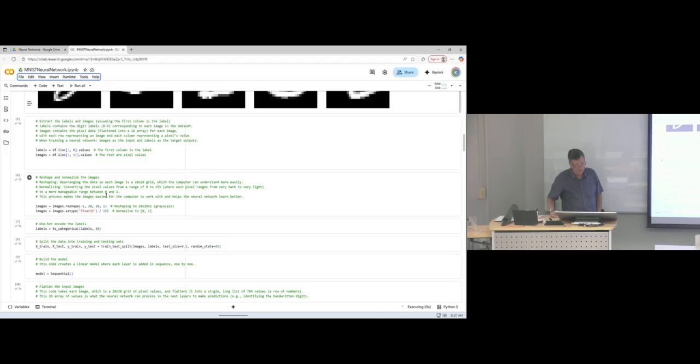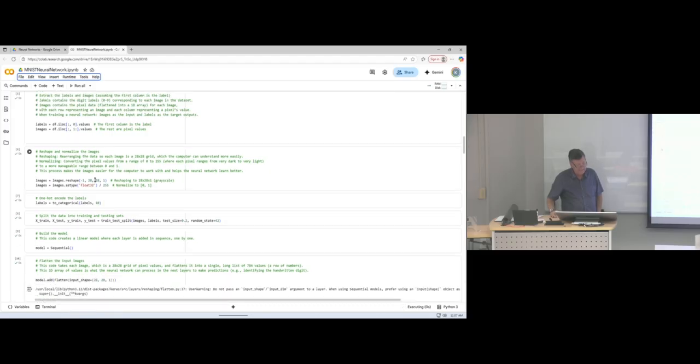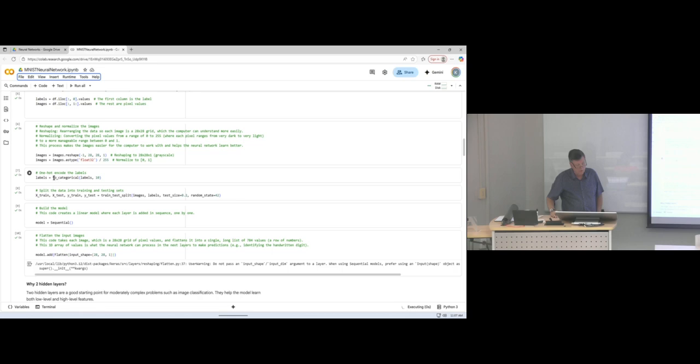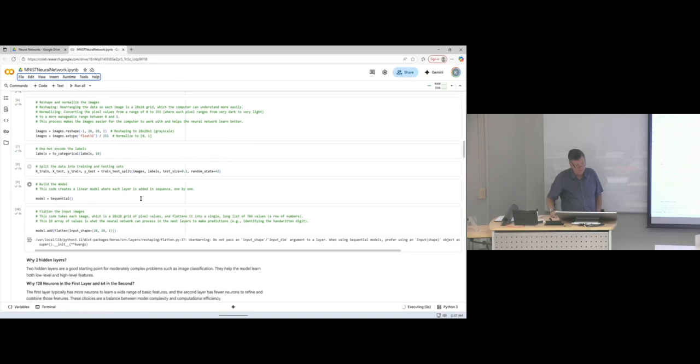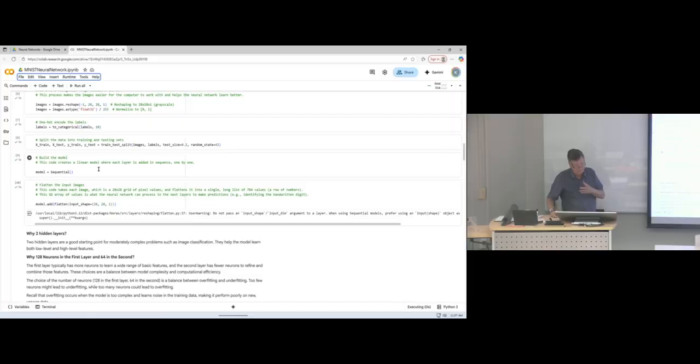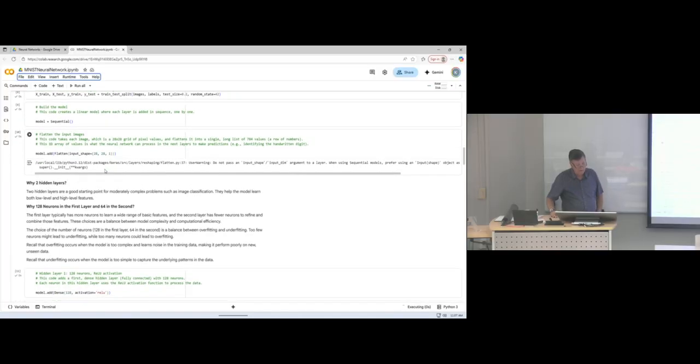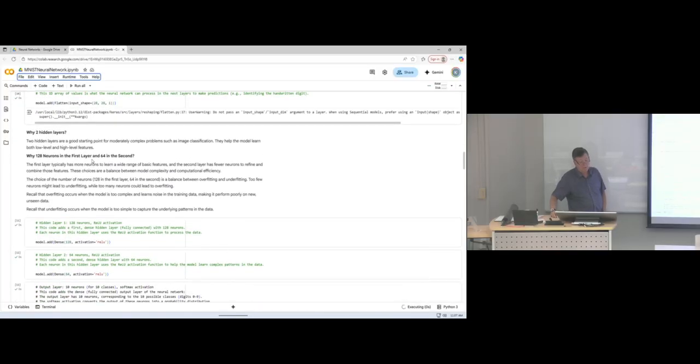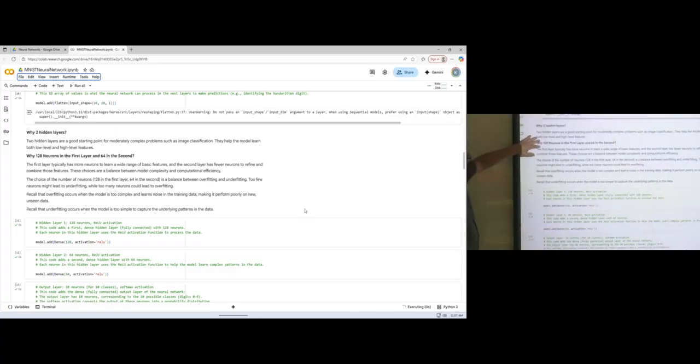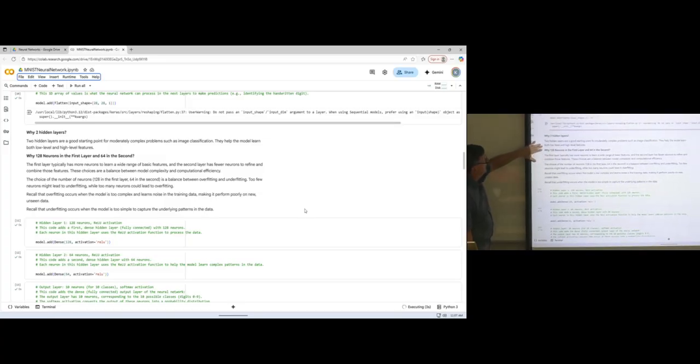So you're coming along the same thing here. This is the description of why you're rearranging the data. Of course, you'll do your usual labels here, 0 to 9. Split the data, do a sequential model, feed forward. Then we're going to flatten those images. Now, in this case, we work with 2 hidden layers. I ran deliberately that over. I ran it with just 1. So in this particular case, it said that good starting points for moderately complex problems such as image classification are 128 in the first and 64 in the second.